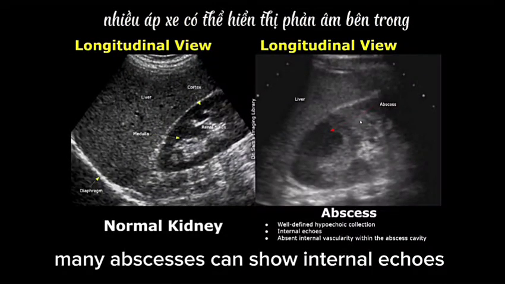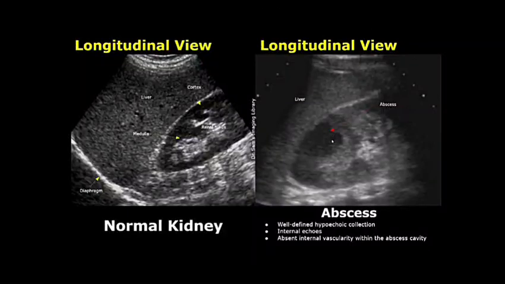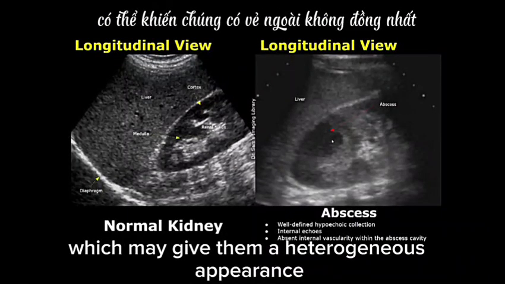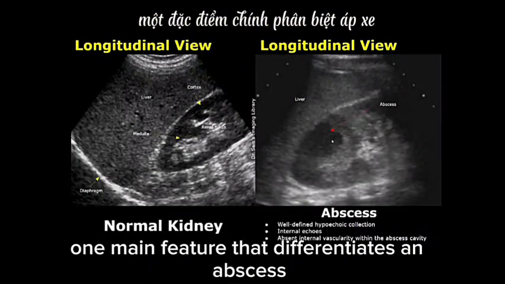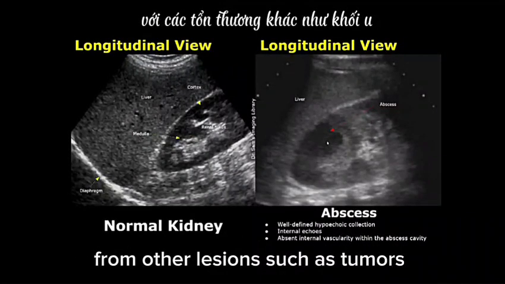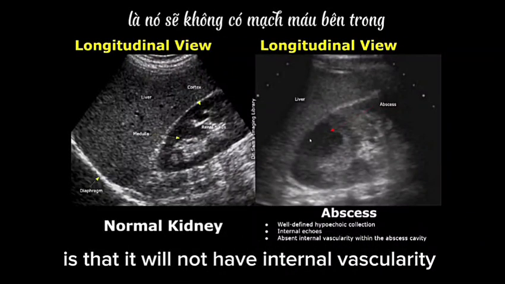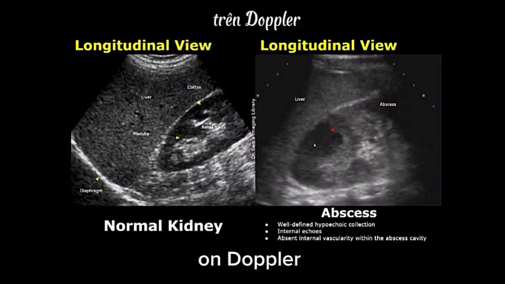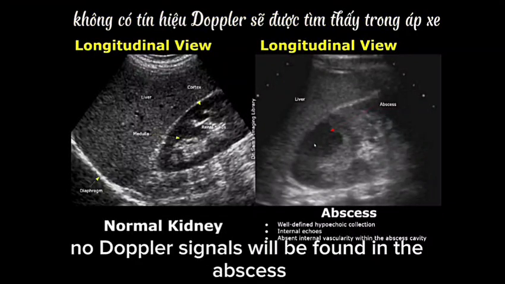Many abscesses can show internal echoes, which may give them a heterogeneous appearance. One main feature that differentiates an abscess from other lesions, such as tumors, is that it will not have internal vascularity on Doppler. No Doppler signals will be found in the abscess.